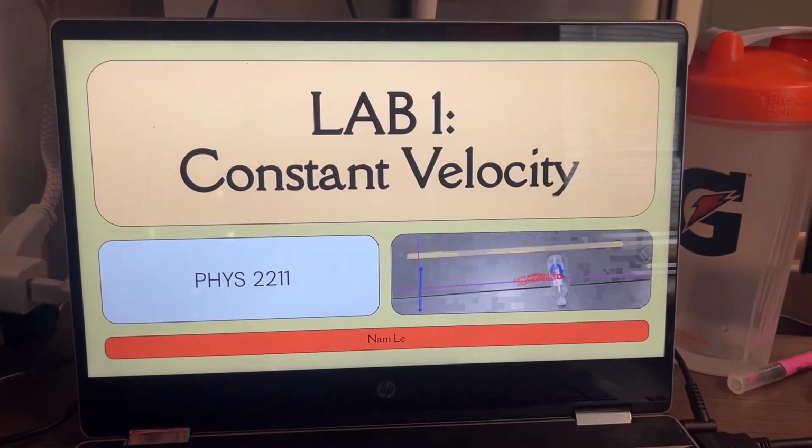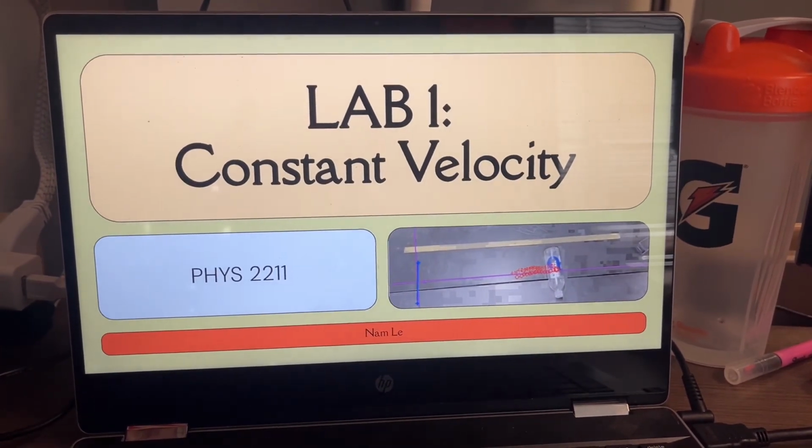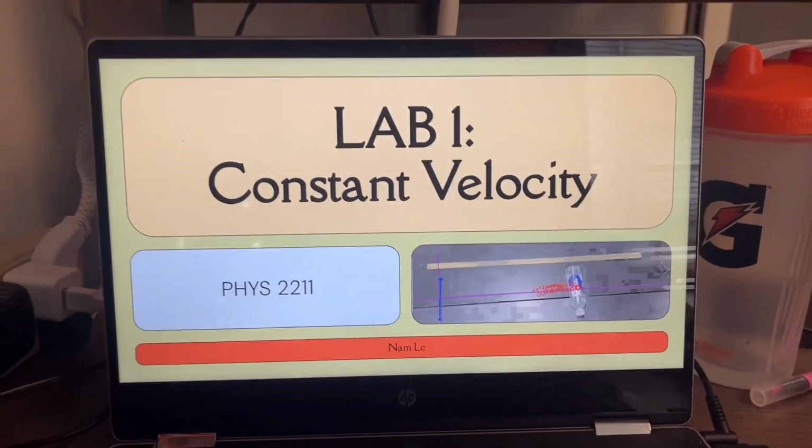This is Lab 1, Constant Velocity, for Physics 2211 by Nam Lee.